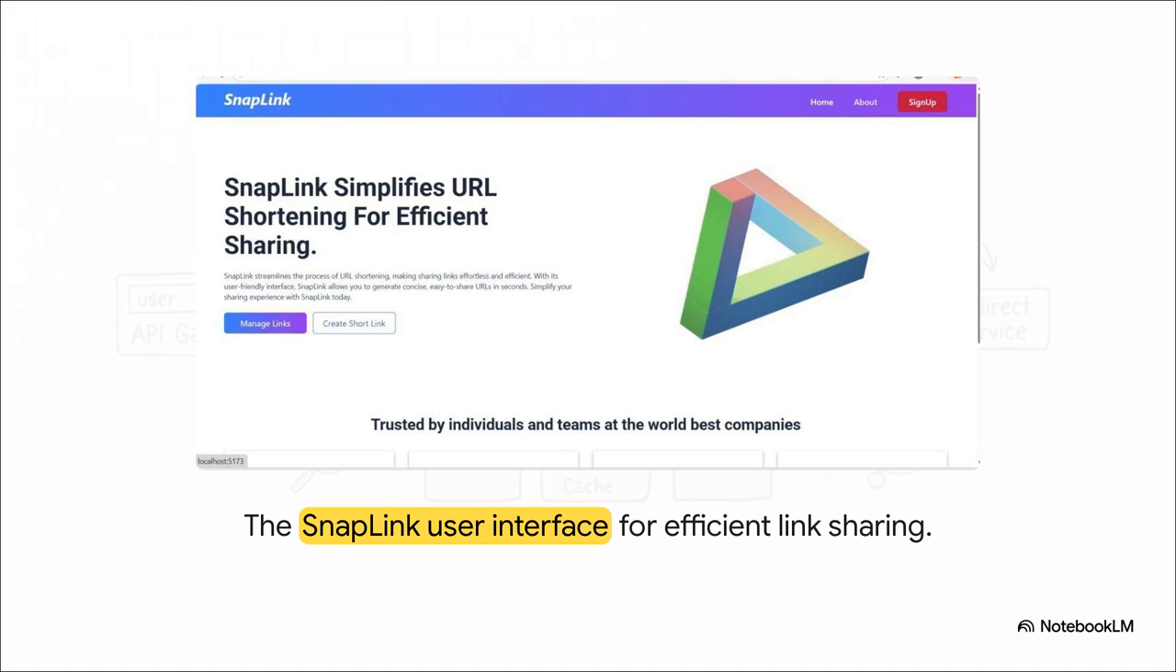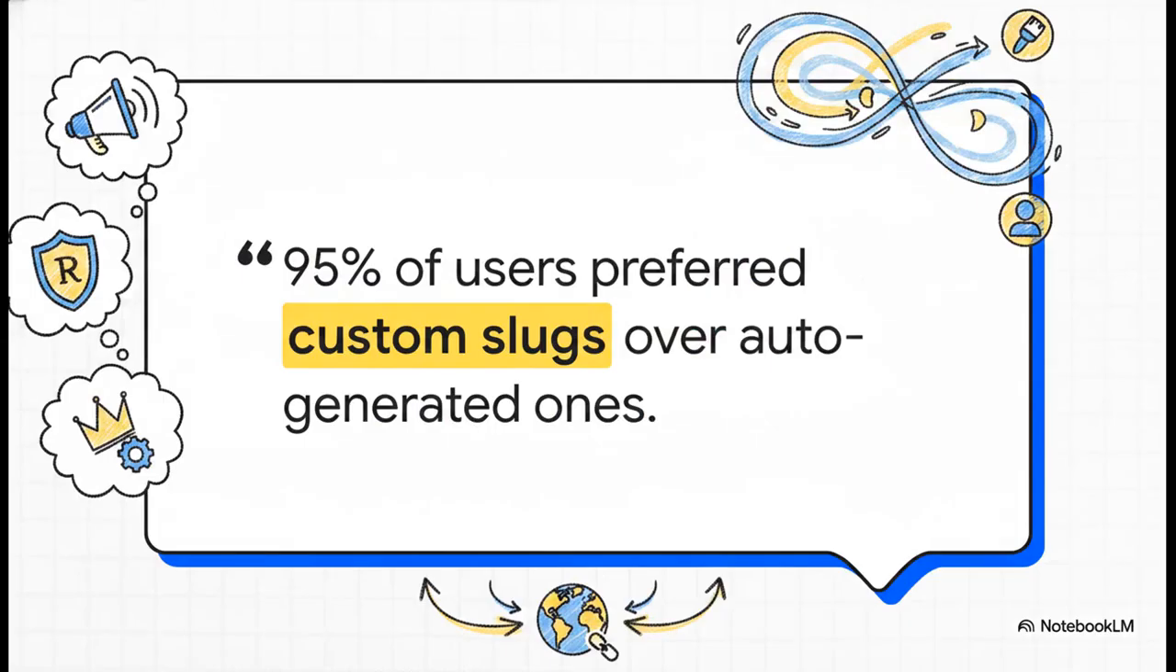A massive draw for any modern URL shortener is the dashboard, where users can dive into comprehensive click statistics, monitor their traffic, and manage their whole portfolio of links. And honestly, user preference dictates a lot of the feature set. The SnapLink study dropped a really fascinating stat. 95% of users actually preferred creating their own custom slugs rather than using those auto-generated base 62 strings.